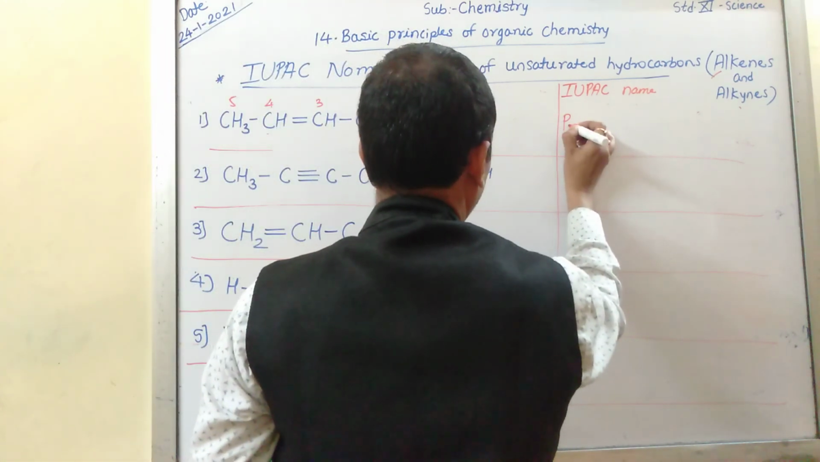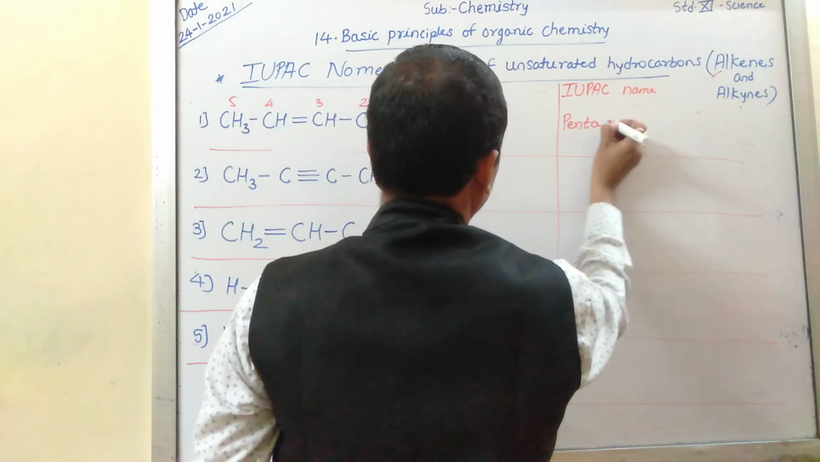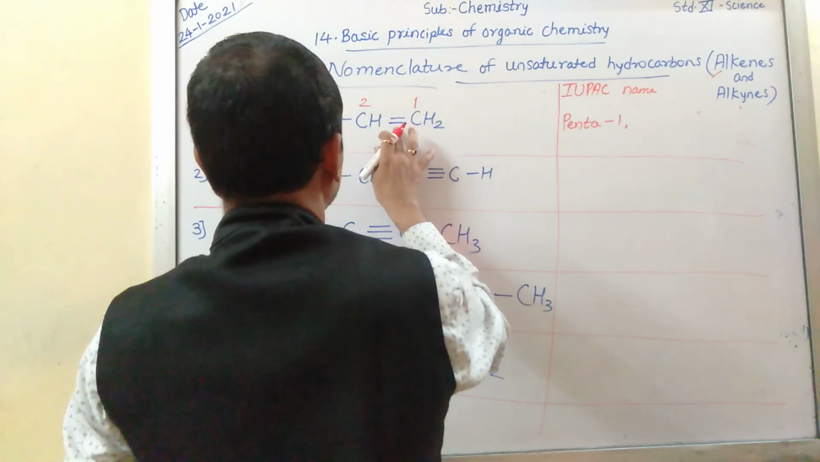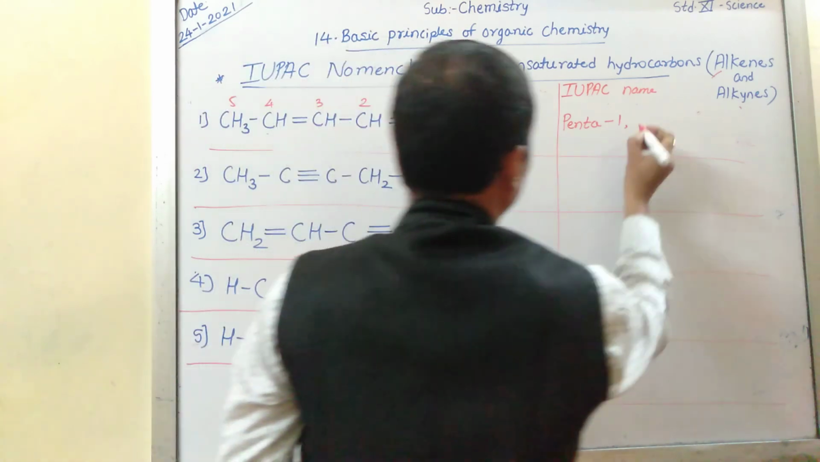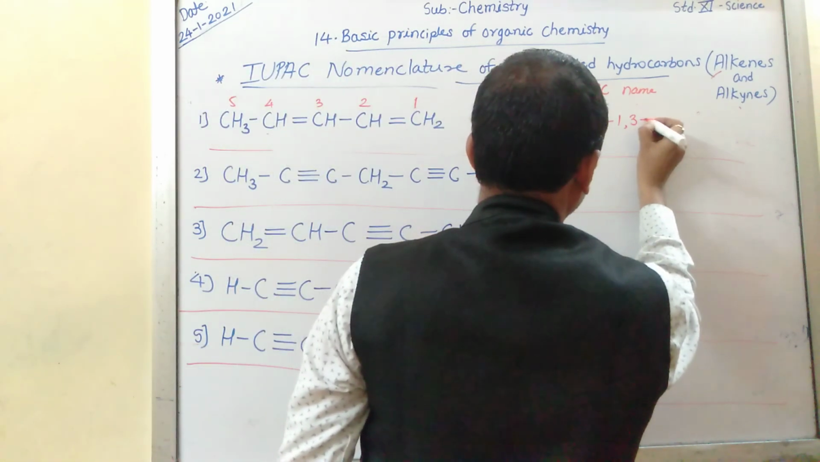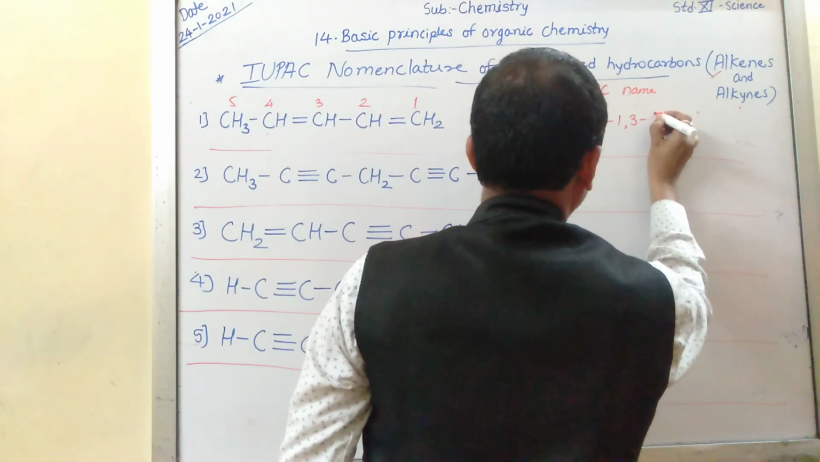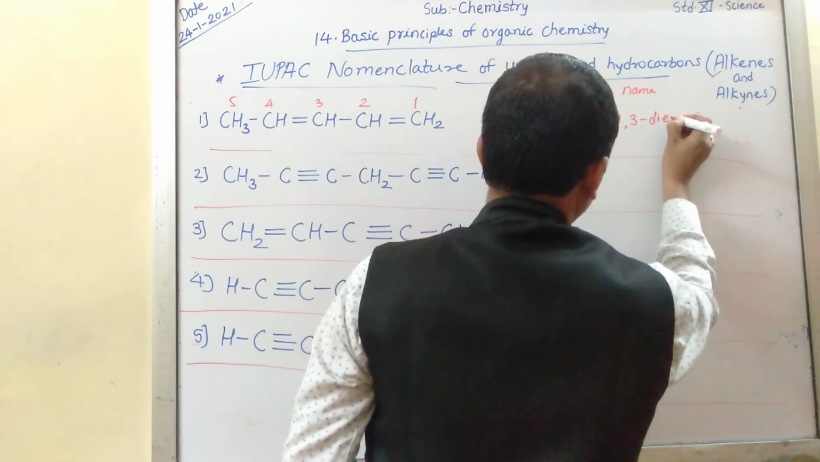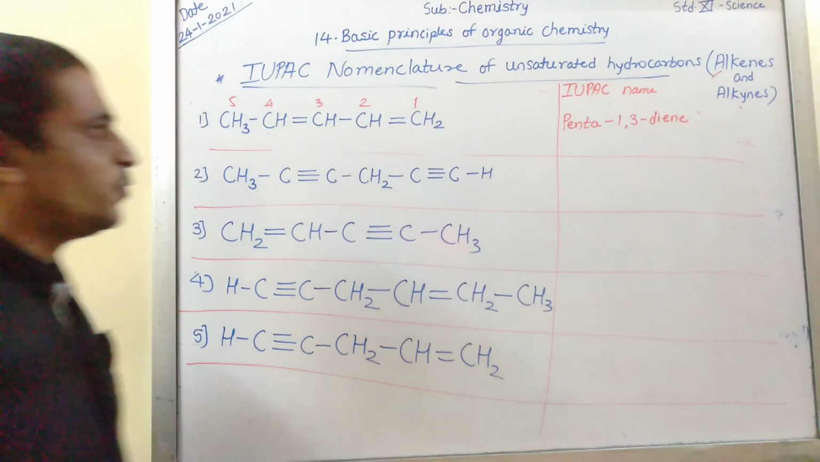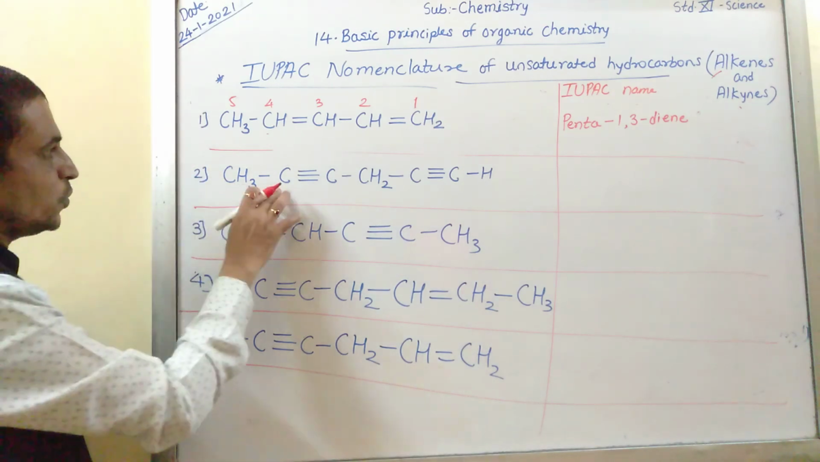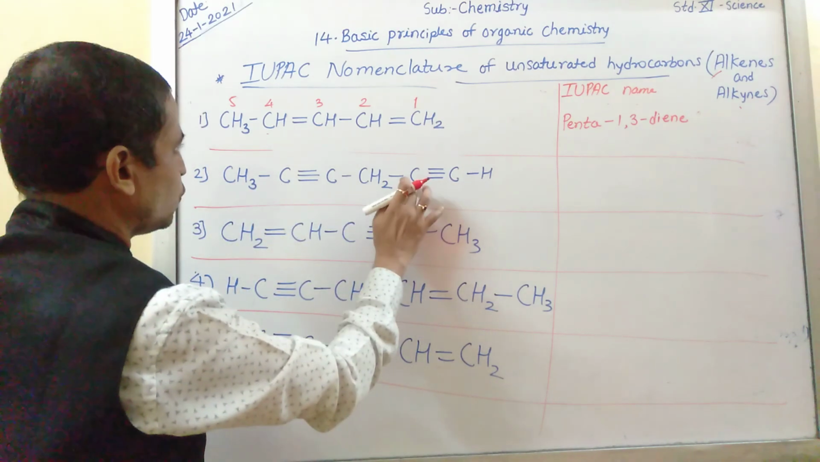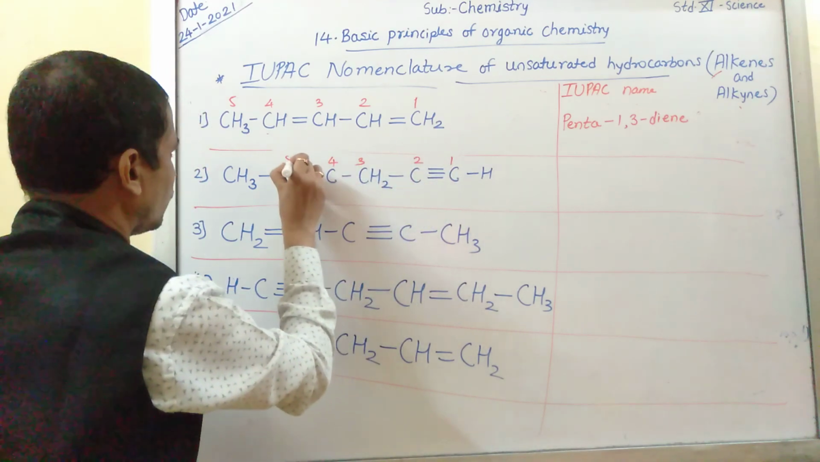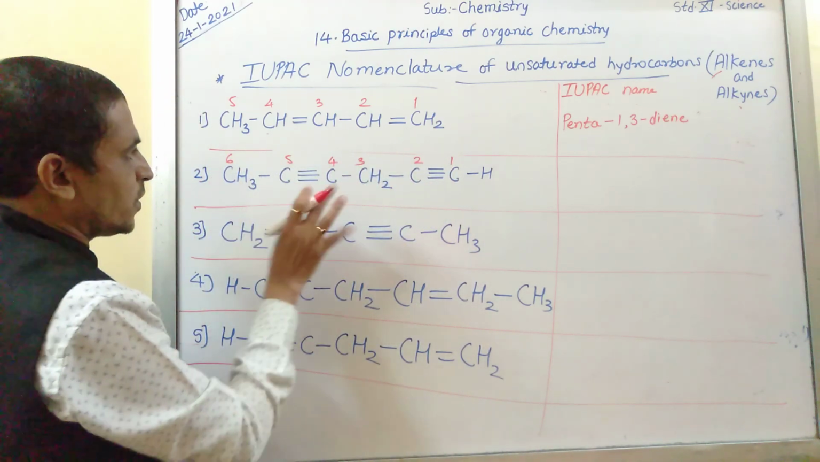So the name is what? First it is penta. Put penta 1, after the first carbon atom a double bond, after the third carbon atom a double bond, so 1, 3. With 2 double bonds, we put di, and for alkene we put ene. So the name is penta-1,3-diene. Come to this again, 1, 2, see here 1, 2, 3, 4, 5, 6. This is the correct numbering.